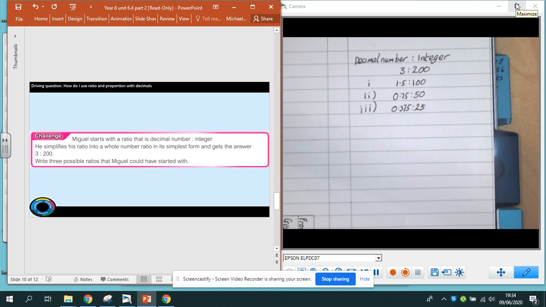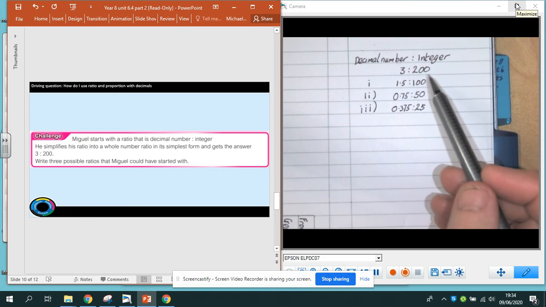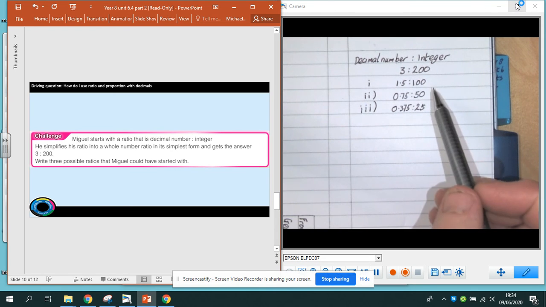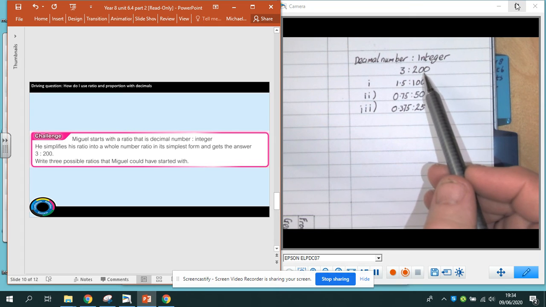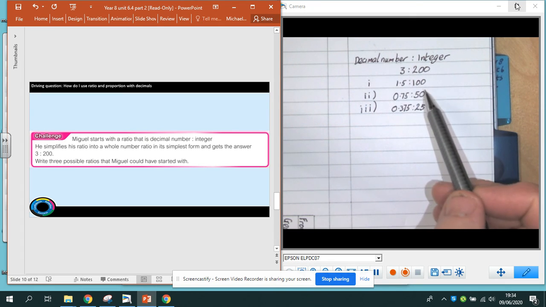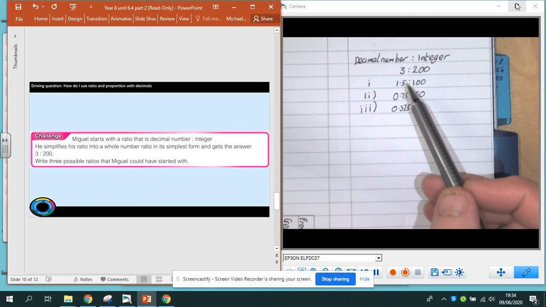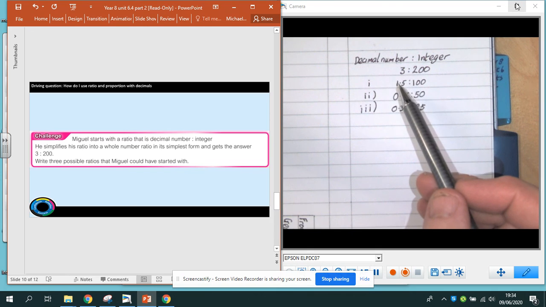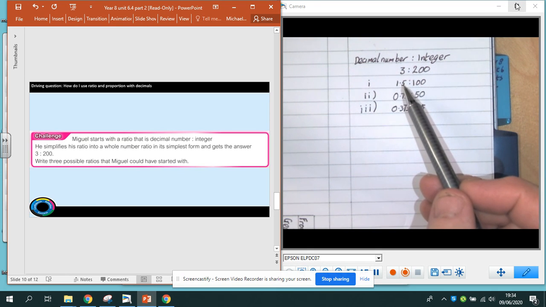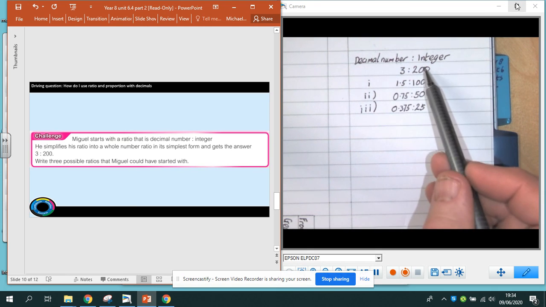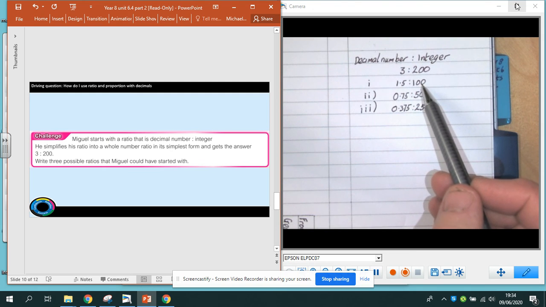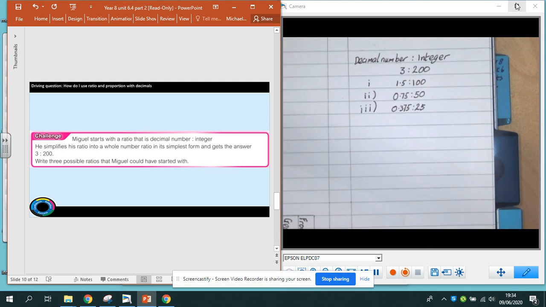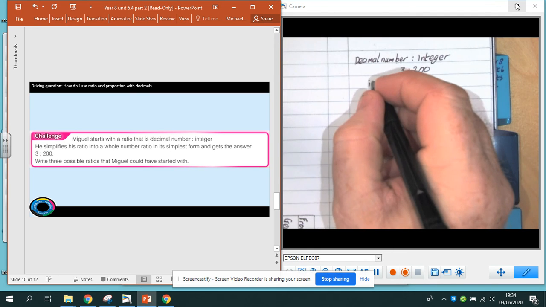Okay, so here's my answers. I started with 3 to 200, and I said, okay, what I want is a number that will give me a decimal number and an integer. So the first thing I did was I said, okay, well, what if I divide these numbers by 2? If I divide them by 2, I get 1.5. That's a decimal number. And 100. That's an integer. So decimal number and integer. Well, that works. That's good. So that was my first number.